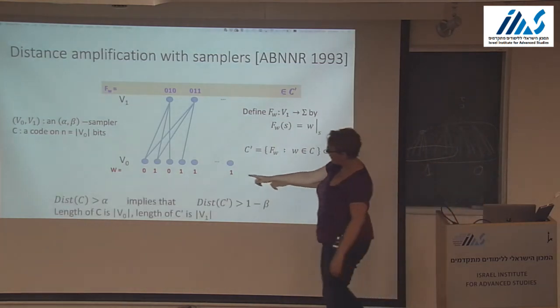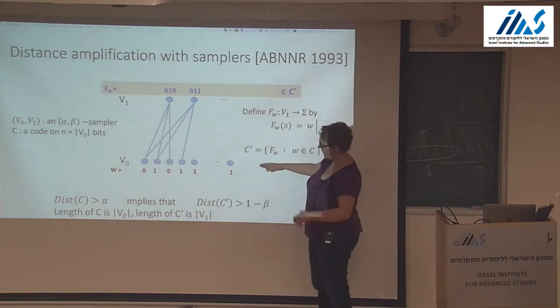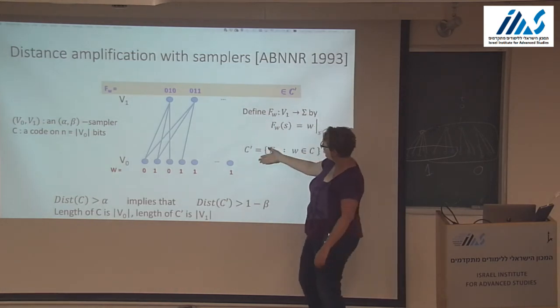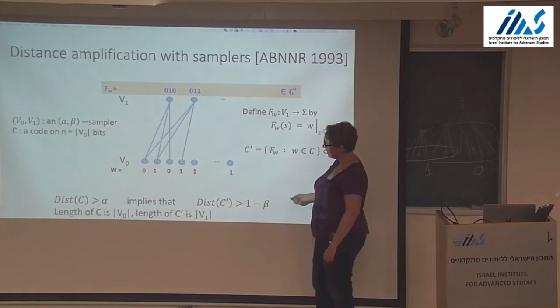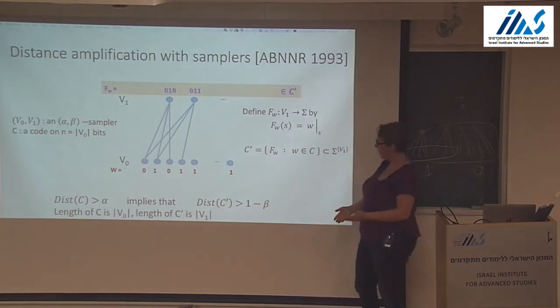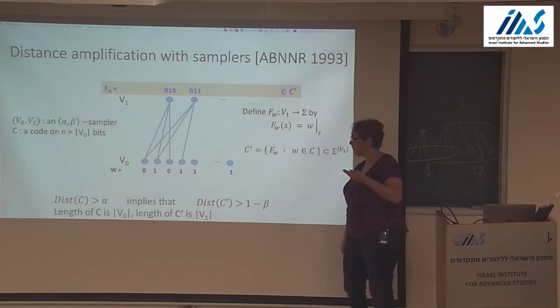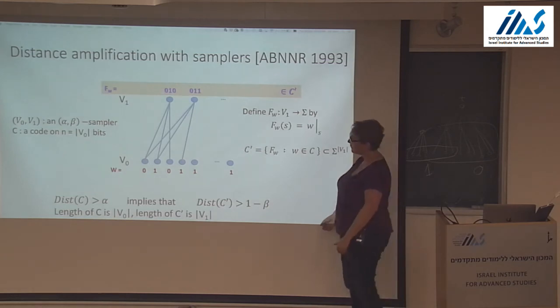And here it says that if the distance of C is alpha, and this is an alpha-beta sampler, then the distance of C prime is 1 minus beta. So we think of alpha and beta as very small. We got from distance almost 0 to distance almost 1. And what did we lose?